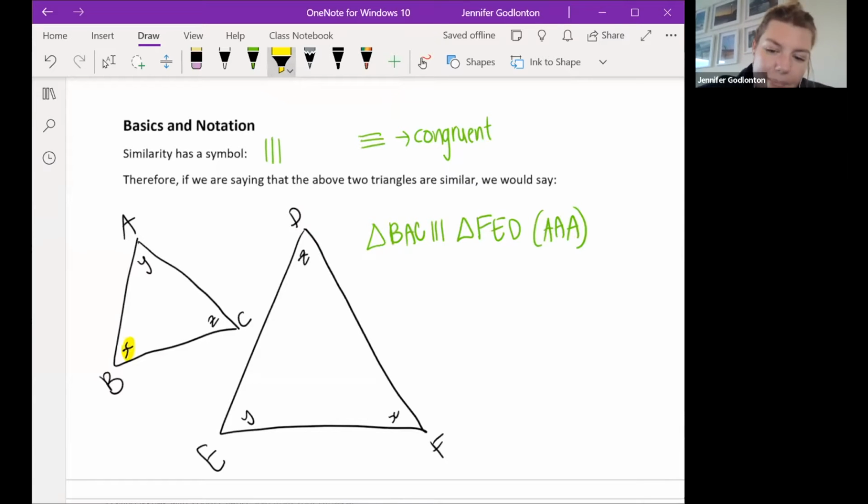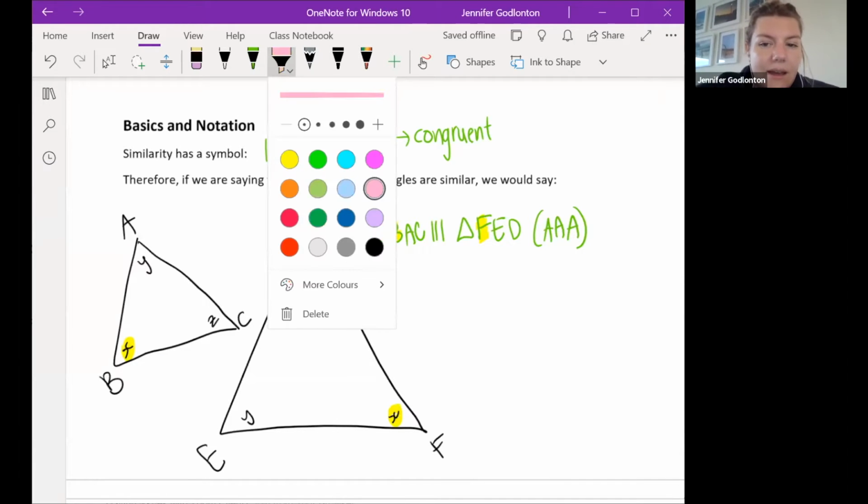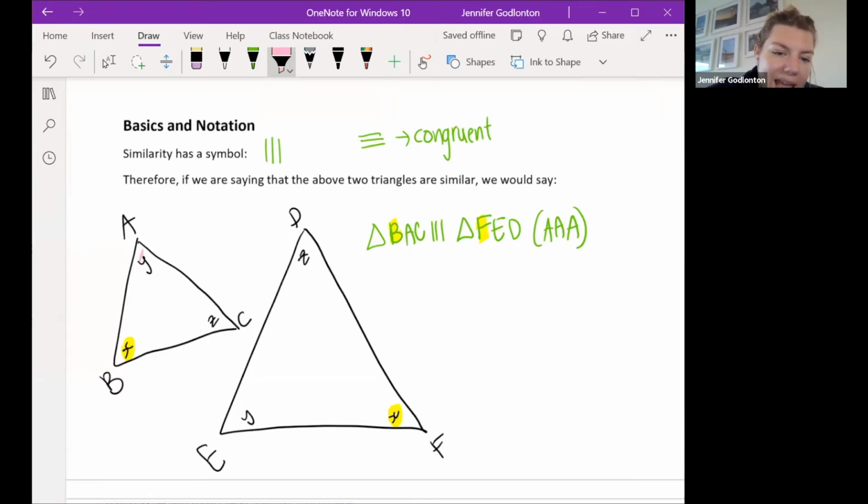Angle B is the same as angle F, so we're going to write both of those first. Okay, then we've got angle A is the same as angle E, so we're going to write those second. And then we have angle C is the same as angle D, and so they would be corresponding in the third place. Exactly, they're similar because the angles are all the same as each other. Exactly. Okay.